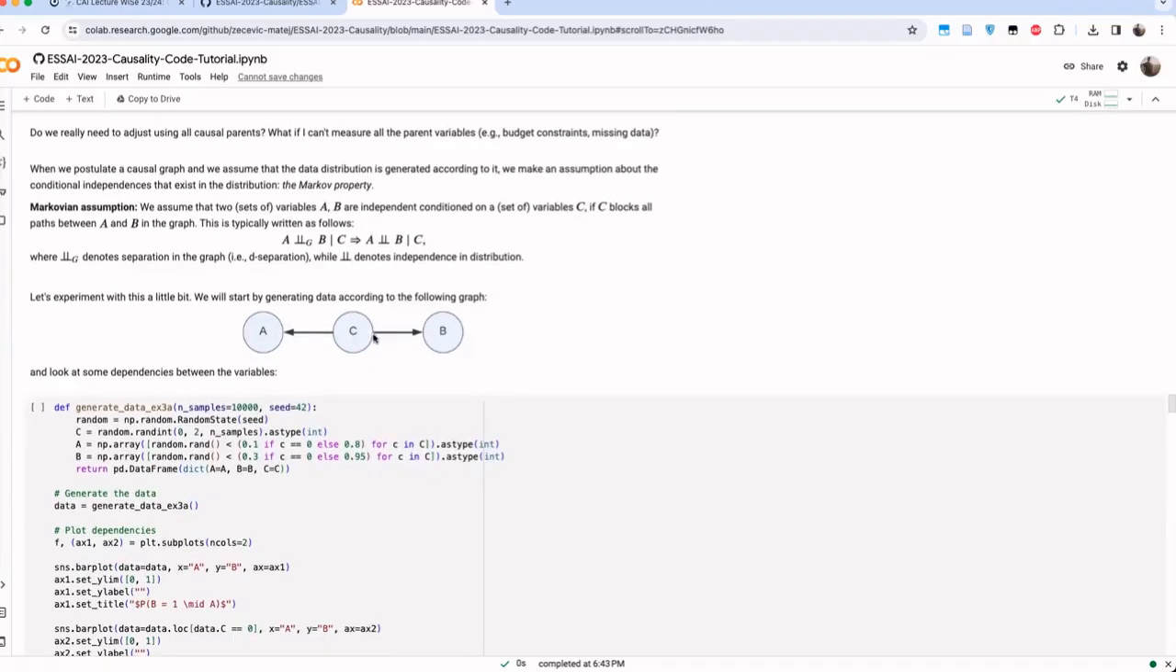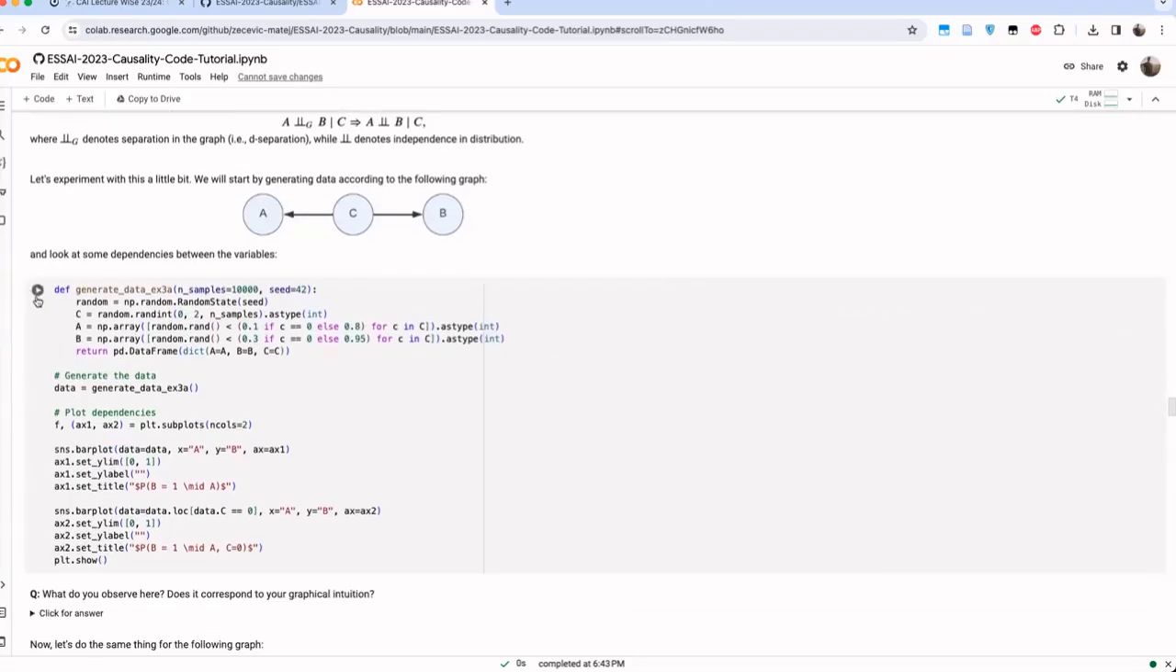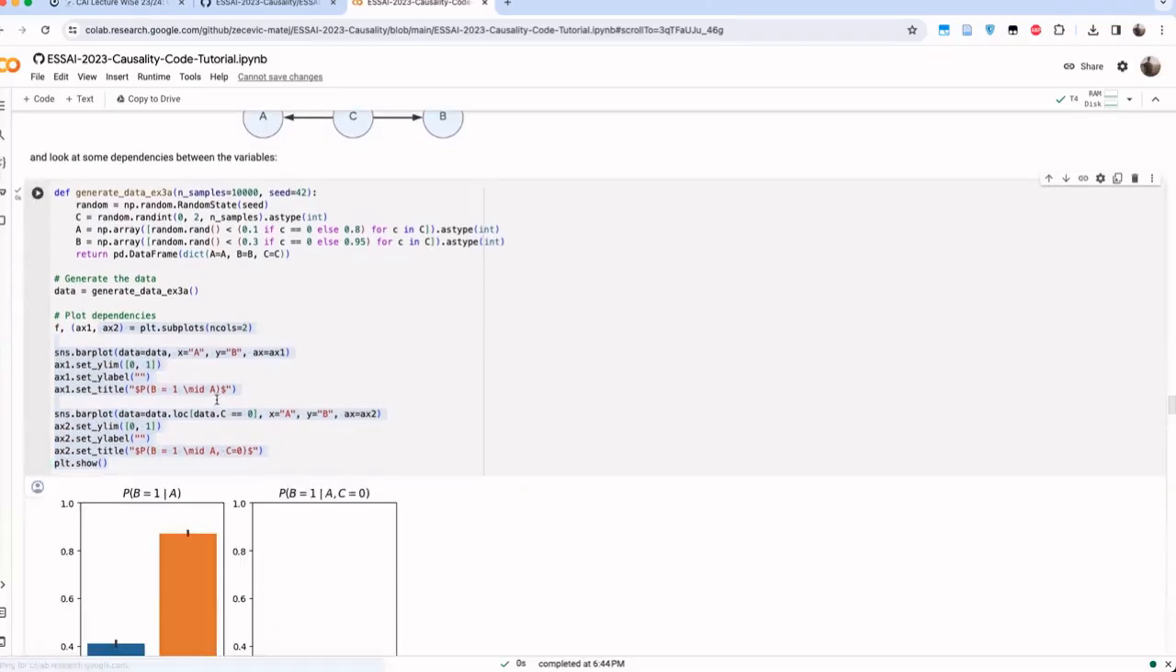And so if we have a fork like this, where C is forking on A and B, then if we just generate some data, as you can see, C is just some random variable, and then A is going to depend on C in just the same way. We collect all those together, and then we just plot different interesting statistics. So let's see.